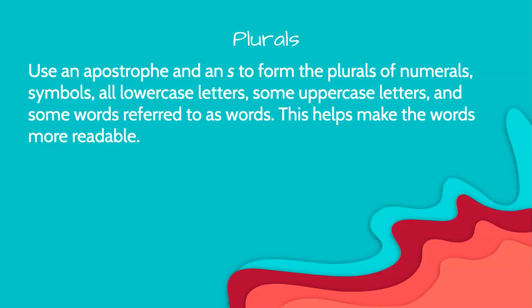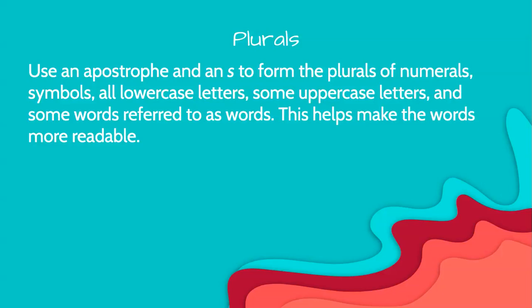There are some instances in which we use an apostrophe s to create a plural. They're very rare, but it does come up, so it's good to know what you're supposed to do. You use an apostrophe with an s to form the plurals of numbers, symbols, lowercase letters, some uppercase letters, and some words when we're talking about them as words, which basically just helps make it readable when somebody is reading text.